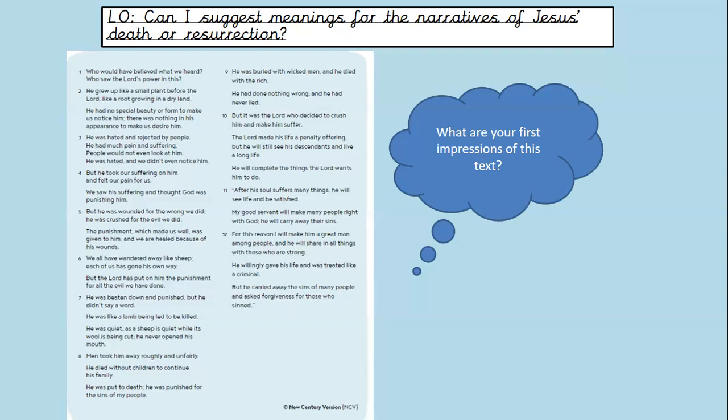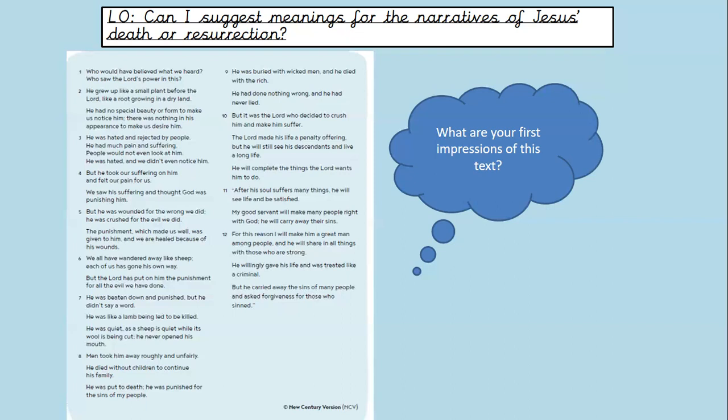So, number 6, we have wandered away like sheep. Each of us has gone his own way rather than one way. The one way would be the way of God. But the Lord has put on him the punishment for all the evil we have done. Annotate there. What do you think that means? The Lord has put on him the punishment. What was the punishment? For the evil that we have done. What is the evil?